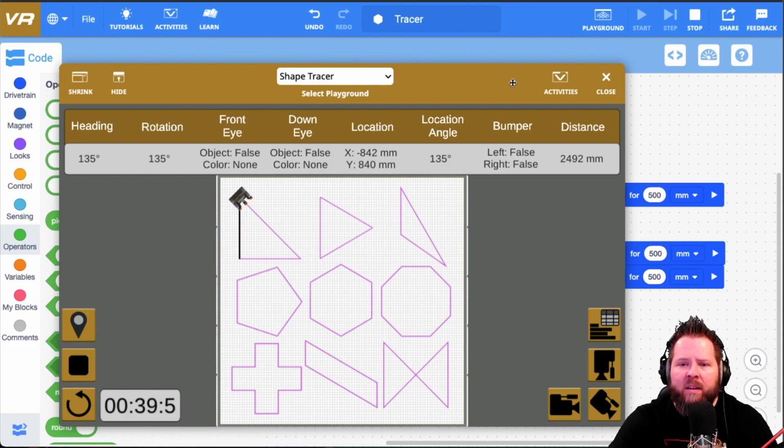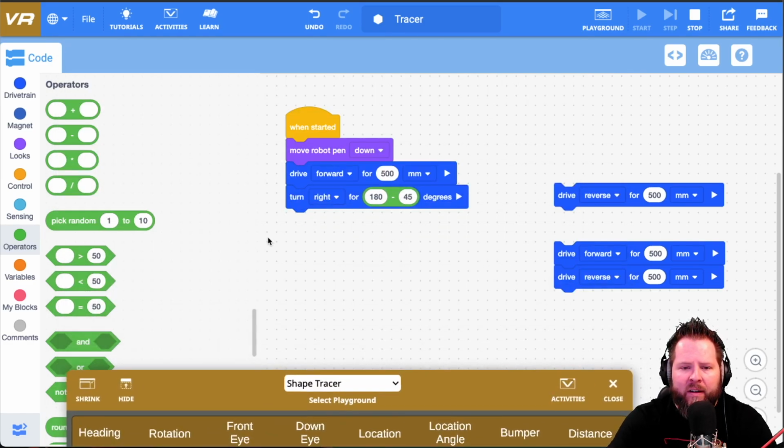Crazy. All right. Another way to say it is that the square root of the square of this side plus the square of that side is equal to that distance. All right. So I'm going to set that up using my math operators here.